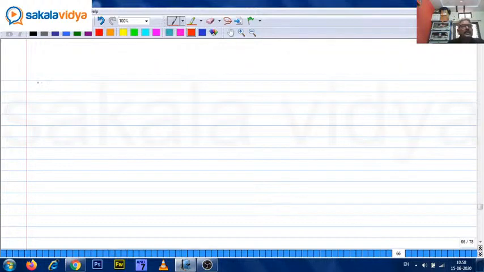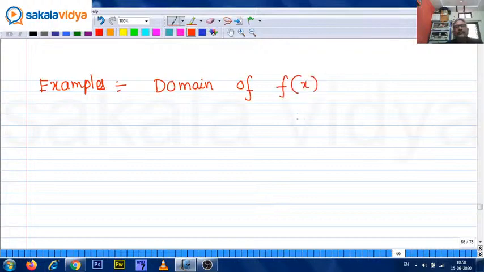So let us discuss examples. The domain of f of x equals 1 by x minus 3. What is the domain of this function? Here, see the solution.